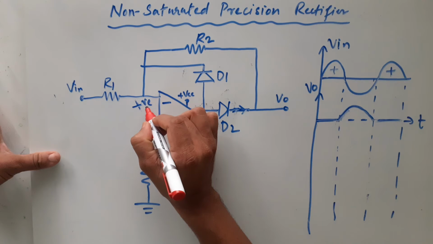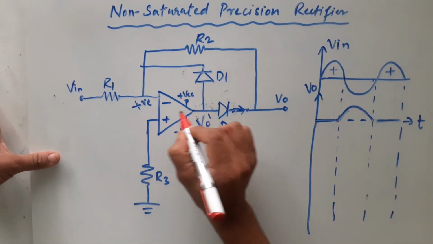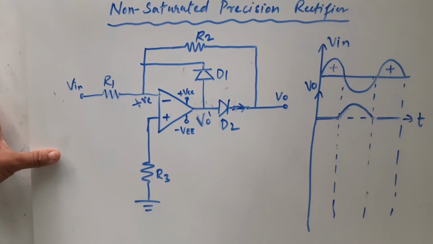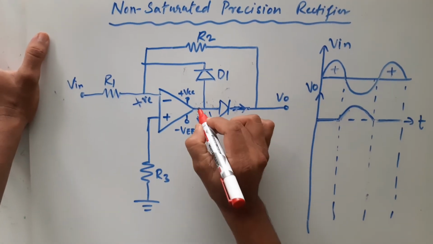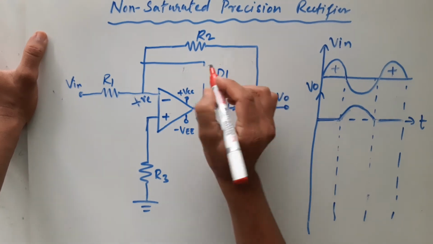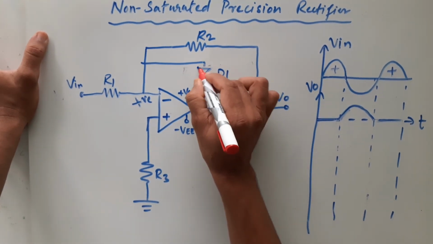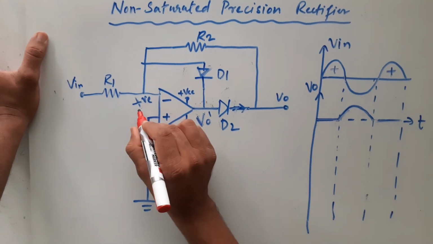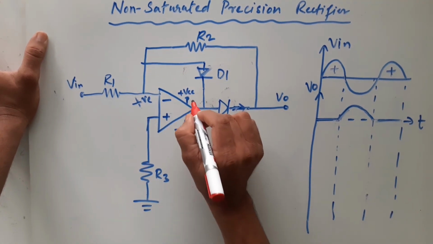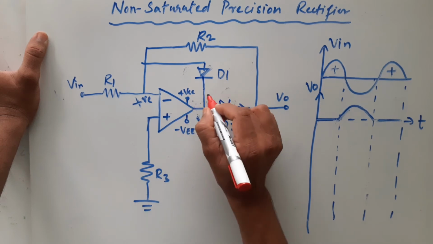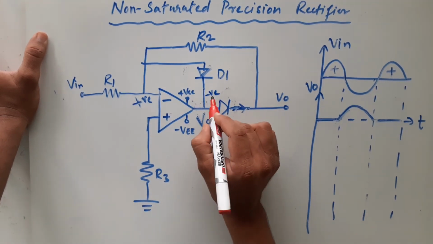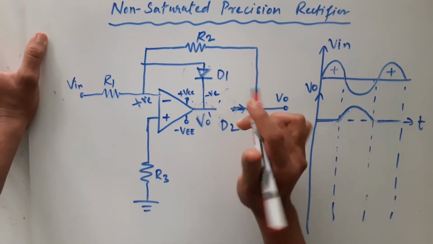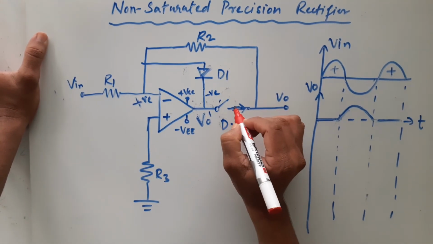When we apply positive input, positive half cycle input, this will give you a negative voltage here. Alright, negative voltage. Sorry, I made a mistake. It should conduct for negative voltage, right? When we apply positive voltage, this will give you a negative voltage. This negative voltage will open this diode D2, right? It will not conduct. What about D1?